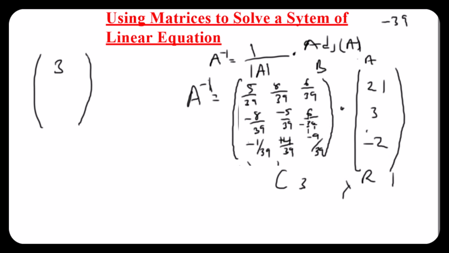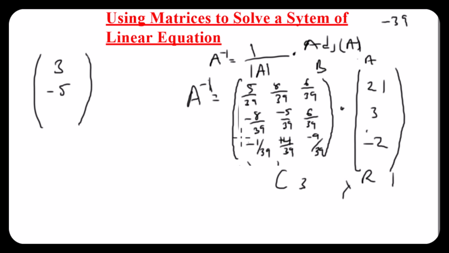Now for the second one, what do we do? Again, do the same thing. Minus 8 over 39 times 21, plus minus 5 over 39 times 3, plus 6 over 39 times negative 2. You can see our answer is negative 5 here.